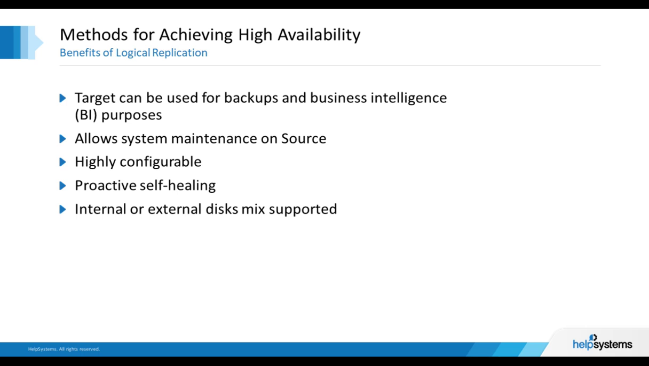It allows for system maintenance on the source, so that's another benefit of doing HA: I can take down my production system, do some maintenance, and run my business over on the target. The software replication, logical replication, is highly configurable, meaning you can pick and choose what you want to replicate versus an all or nothing kind of approach. And the products should have some kind of proactive self-healing so that if they notice something out of sync, they automatically pick up on that and fix the issue.